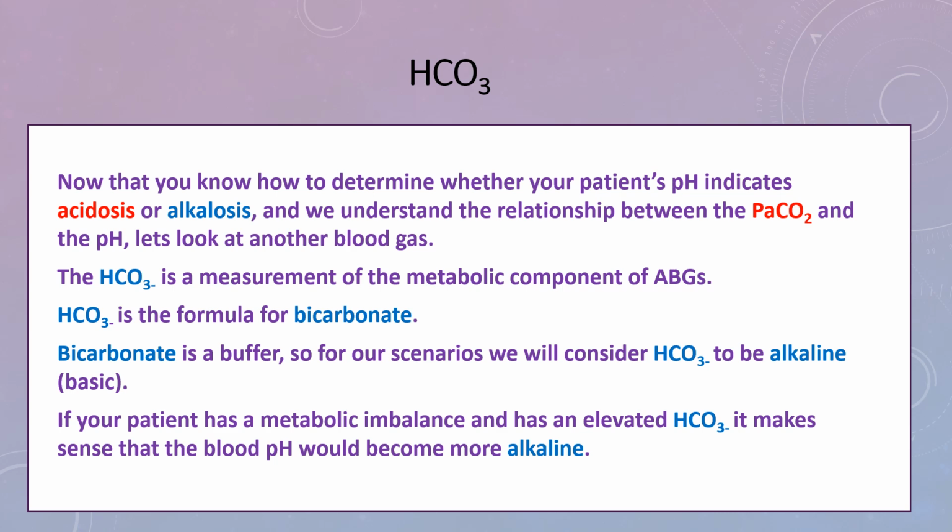Now that you know how to determine whether your patient's pH indicates acidosis or alkalosis, and we understand the relationship between the PaCO2 and the pH, let's look at another blood gas. The HCO3 is a measurement of the metabolic component of ABGs. HCO3 is the formula for bicarbonate. Bicarbonate is a buffer. For our scenarios, we'll consider HCO3 to be alkaline or basic. If your patient has a metabolic imbalance and has an elevated HCO3, it makes sense that the blood pH would become more alkaline.